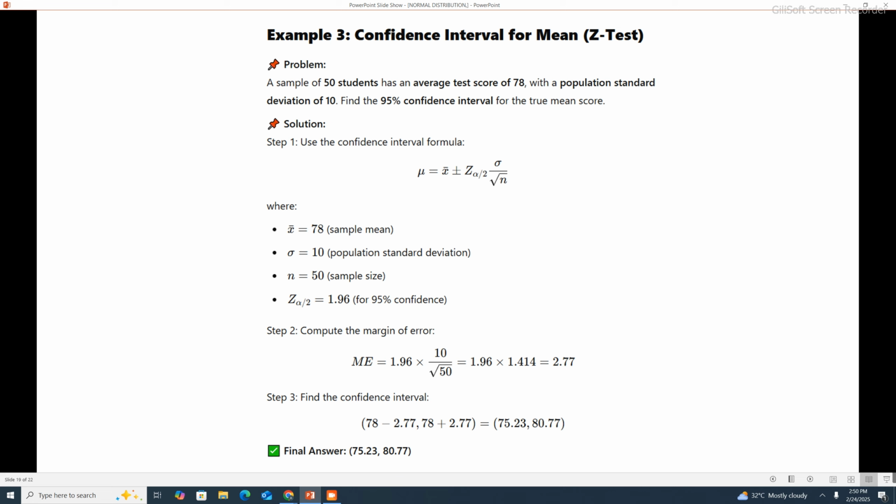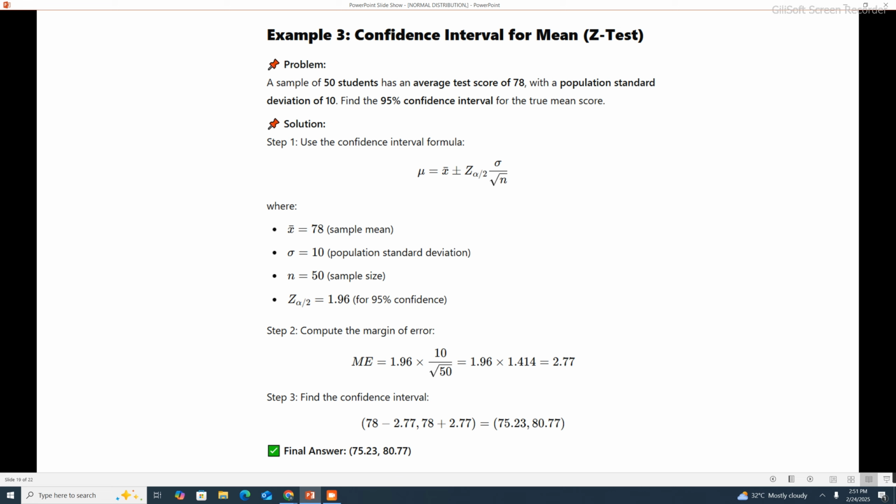So the Z alpha over 2 for 95% confidence interval is 1.96. The standard deviation is 10. So we have this, and the number of samples is 50. So we have this, and we get 2.77.